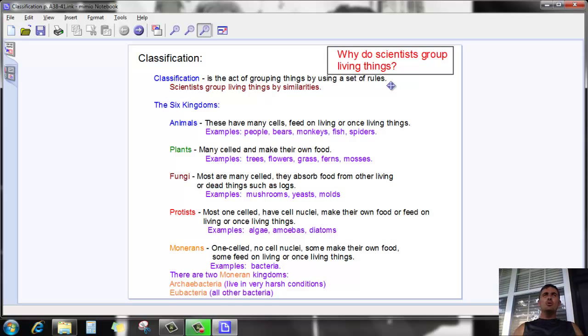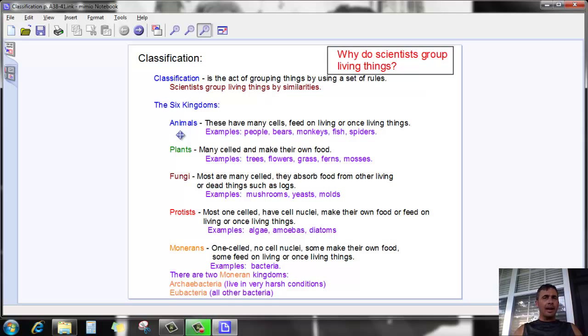When I say using a set of rules to group things, what I'm really talking about would be looking at certain characteristics, or looking for certain characteristics, okay? And so let's go through each of these 6 kingdoms and see what kind of characteristics we're looking for to see if a living thing would qualify as being a part of that kingdom.